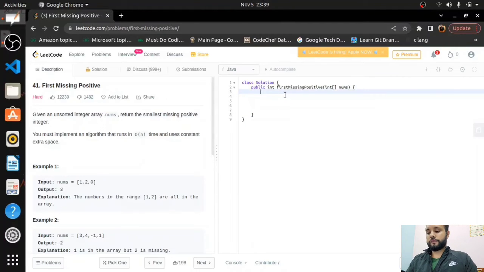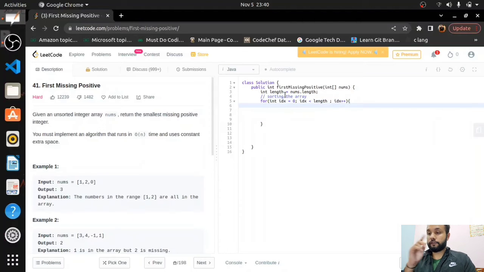So first we are going to find the length of this array, which is nums.length. Now we are going to sort this array. What we are doing here is sorting the array. For int idx equals 0, idx is less than length, idx plus plus. And in this, the first step was checking if the number is in range.